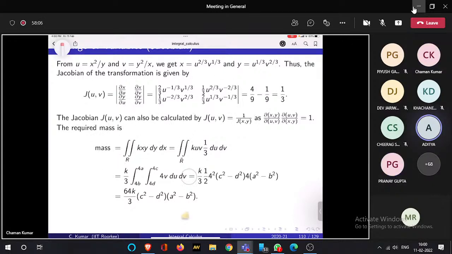Okay, so mathematically we have not proved the result for the Jacobian transformation, but at least at the intuitive level, you know what this Jacobian is when we transform from the UV plane to the XY plane.